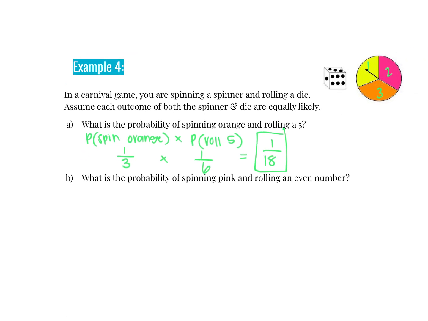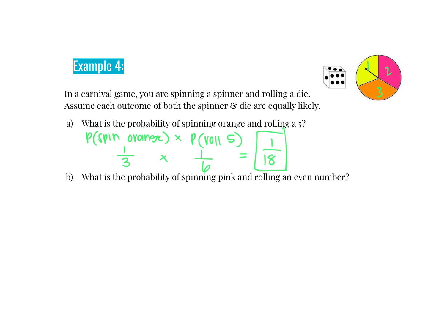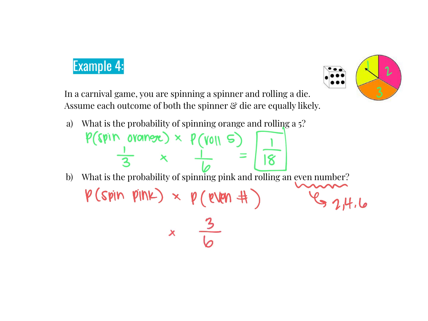Second one here, what is the probability of spinning pink and rolling an even number? Okay, we're thinking about the probability of spinning and getting in the pink section. We're going to multiply that times the probability of getting an even number. Cool, let's just pause for a second. How many even numbers do we have on a dice? We've got 2, 4, and 6. So there's 3 total even numbers out of 6 sides on a dice.